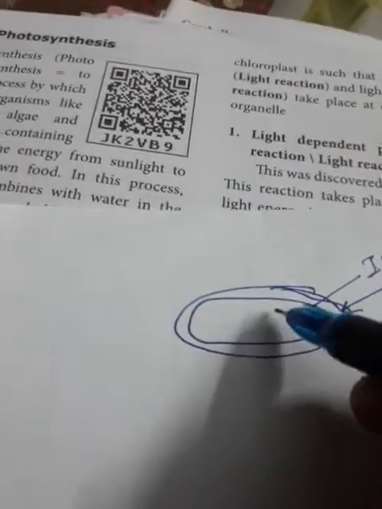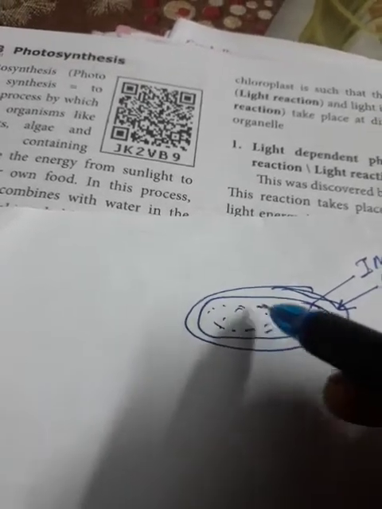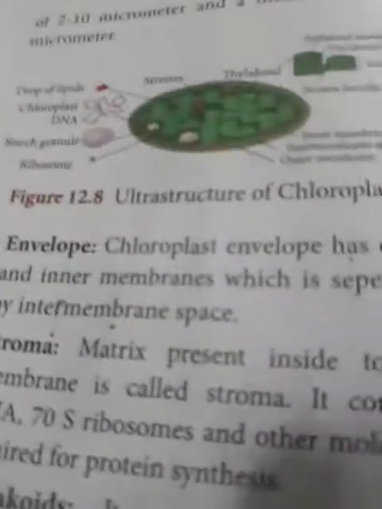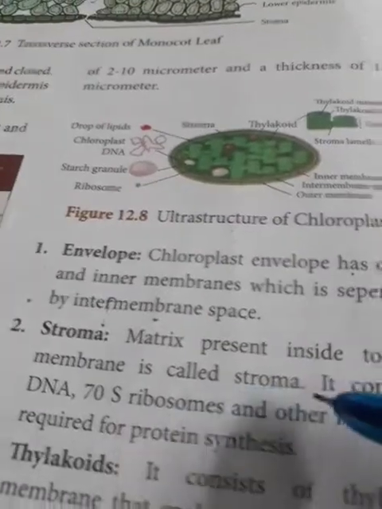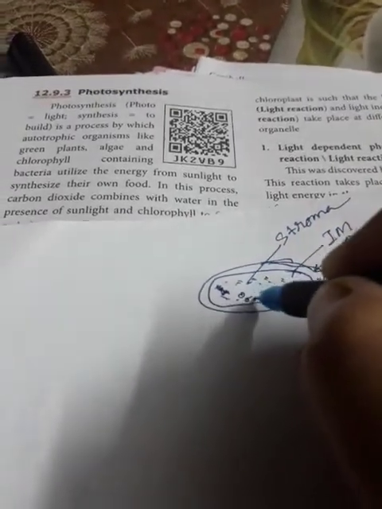Now stroma. Inner to the membrane, the matrix which is made up of jelly-like substance which is called the stroma. So, matrix present inside the membrane is called the stroma. It contains the DNA. It contains granular structure. These are called ribosomes, which are helping in protein synthesis.